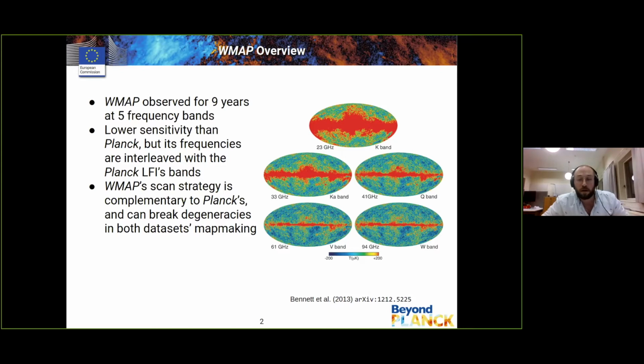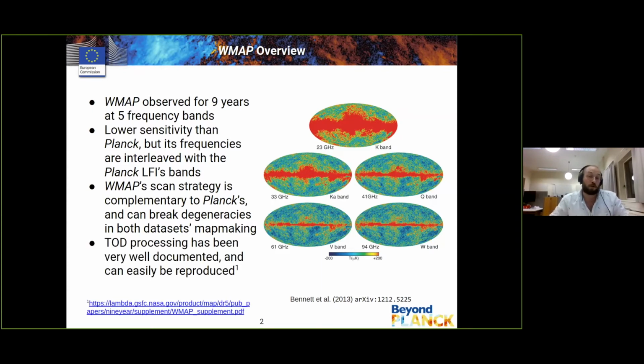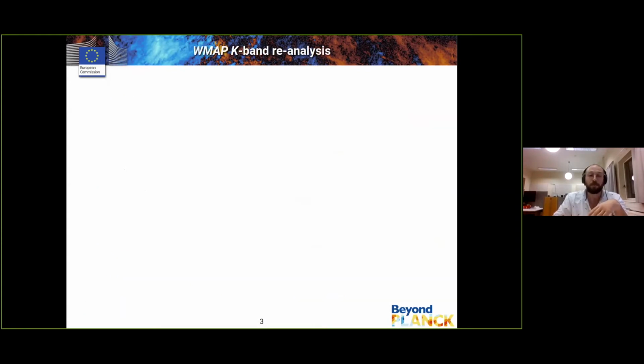Beyond reproducing the BeyondPlanck results, TOD level analysis that includes both data sets would help to break degeneracies due to specific scan strategies employed by both instruments. And also, one nice thing about this is that the WMAP data analysis has been well documented by the WMAP team in the explanatory supplement. So reproducing the raw time-ordered data analysis is a relatively straightforward task. So with all that said, it would be interesting to reanalyze the WMAP data starting with the K-band.